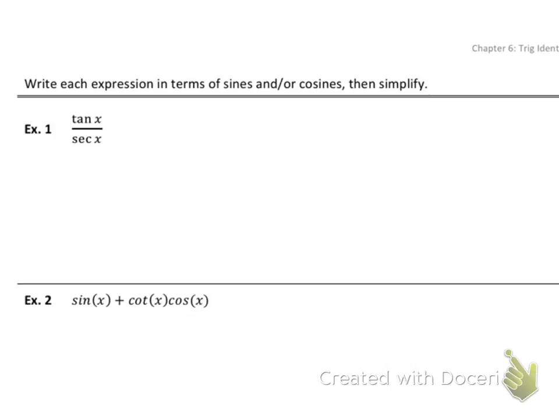Well, to start off with, we're going to use these trig identities to simplify problems. Because right now we have tan x over secant x. And you might say it looks small enough, but we can simplify that even further. So the directions say we're supposed to write each expression in terms of sines and cosines, and then we're supposed to simplify it. So let's go ahead and start.